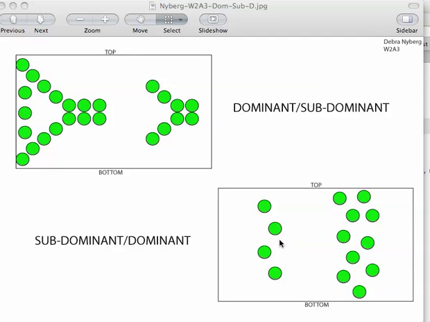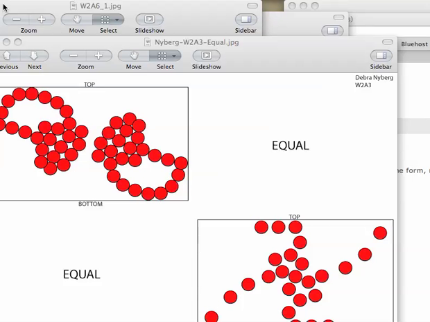Same thing here. The placement of these elements on the left-hand side gives it some visual dominance, but here this grouping is bigger, so there seems to be a little bit of a mixed visual message going on there. And I think the equal one is really pretty well equal here in visual dominance.